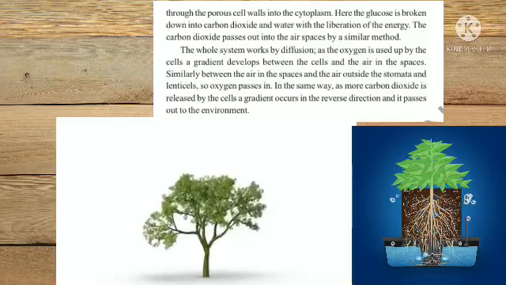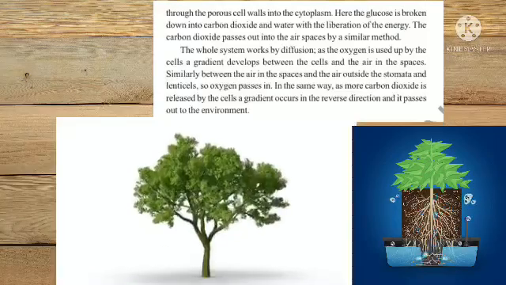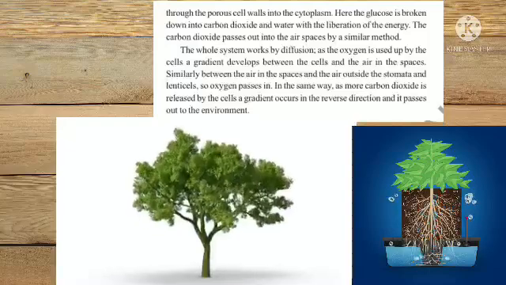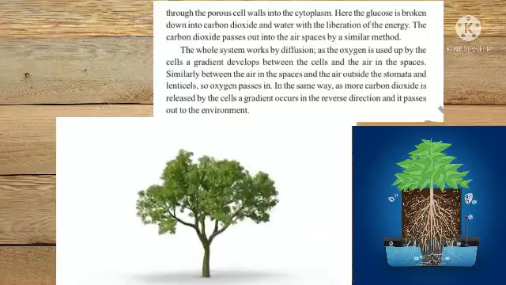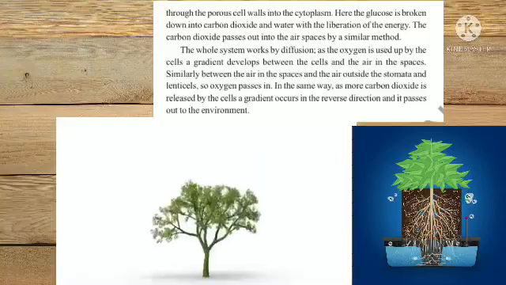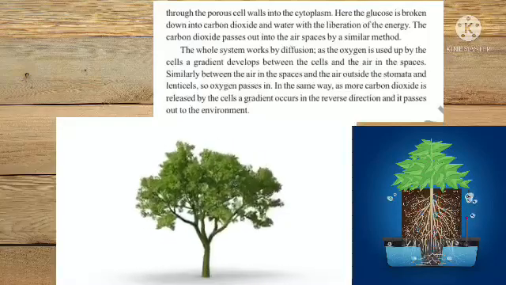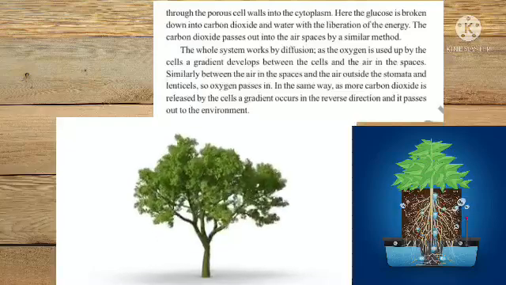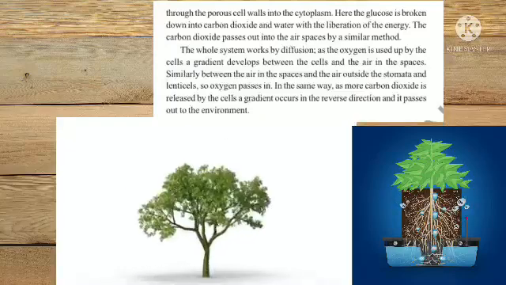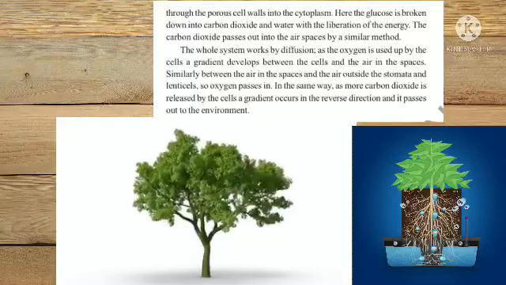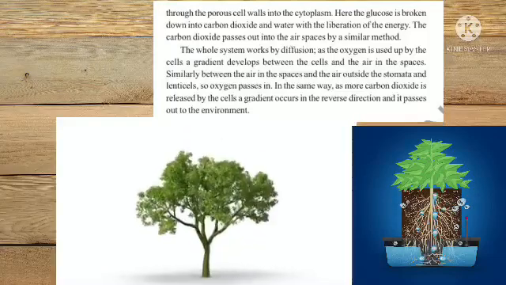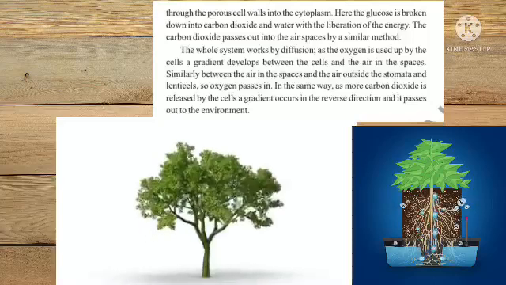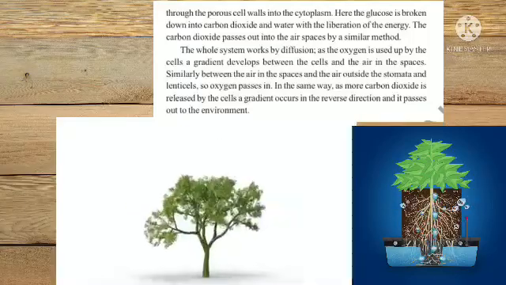So in the reverse, whenever the carbon dioxide is getting out of the body, at that moment the oxygen present in the stomata and the lenticels may enter into it. In the same way, as more carbon dioxide is released, the process occurs in the reverse direction, and it passes into the environment. Whenever the oxygen levels increase, the gradient levels increase. Due to the increase of gradient levels, the percentage of oxygen will also increase to a high level. This process is very easy.